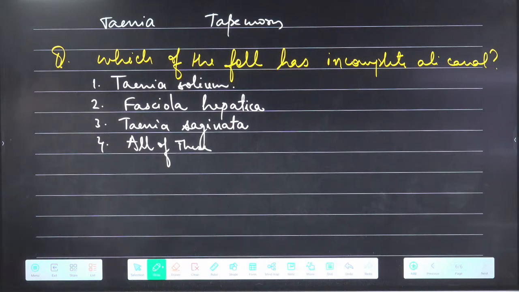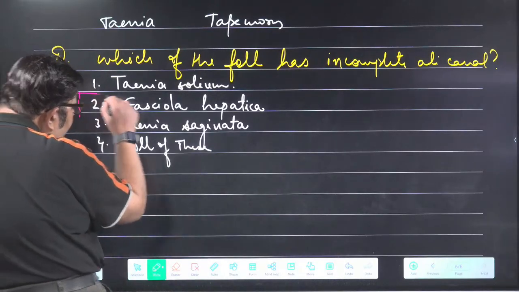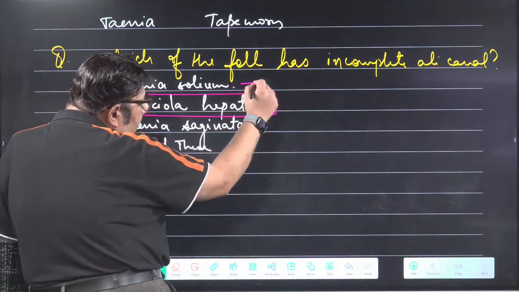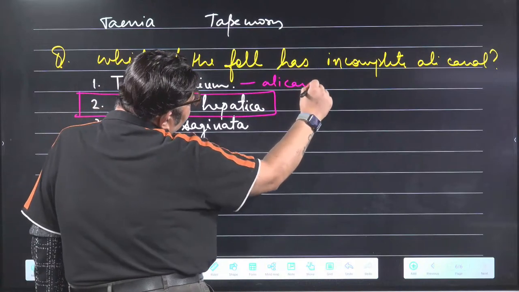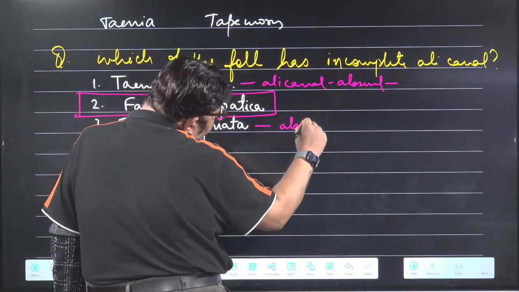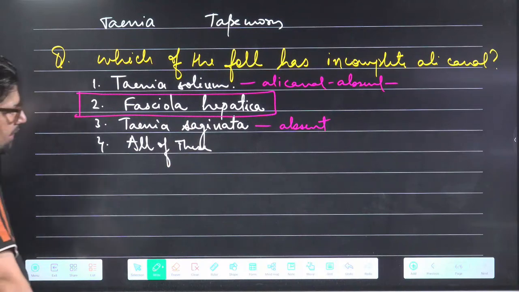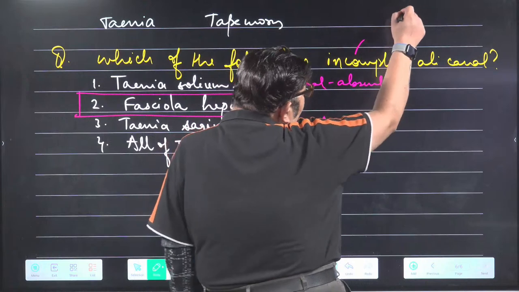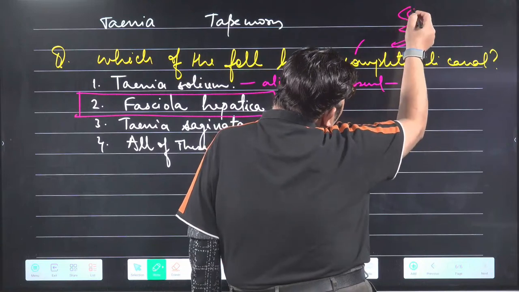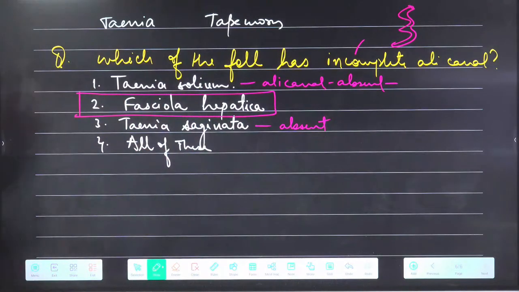Perfectly correct. Fasciola hepatica is having incomplete alimentary canal. Why? Because in the others, alimentary canal is absent. Here also absent. When something is absent, how can we keep it in incomplete? Incomplete means that the tube has only one opening. If there is no such tube present, how can we keep it in that answer? Incomplete means it has one opening for ingestion and egestion. So your right answer is two.